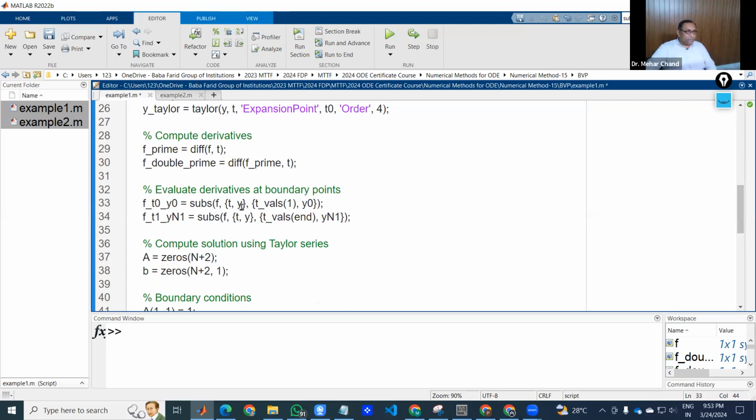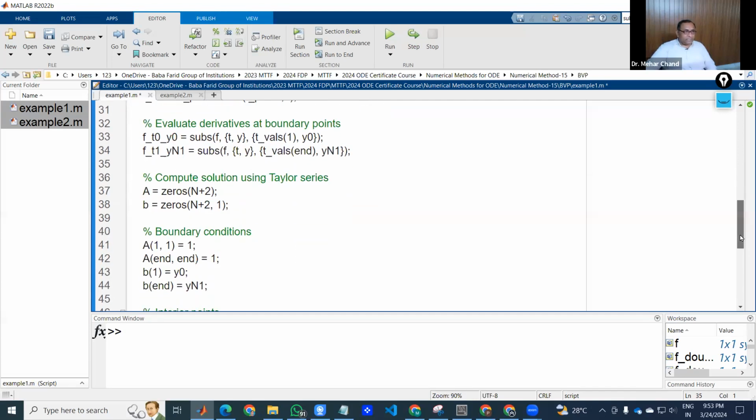Okay, note very carefully f(t, y), and these are the left boundary t value t0 and y0, and t f(t1, yn1). N1 means right end point. So we will calculate here the value at the right end point for the f function. So these are the boundary values only. Now we compute the solutions using Taylor series.